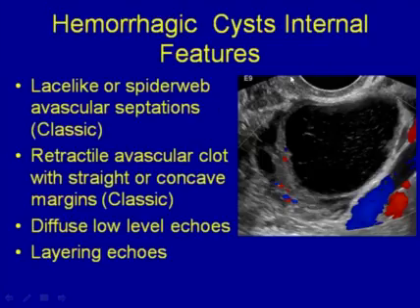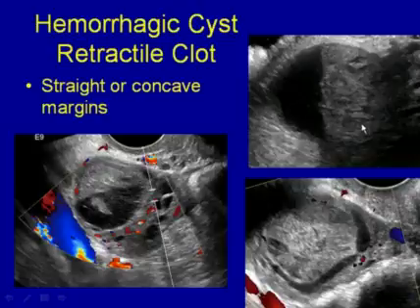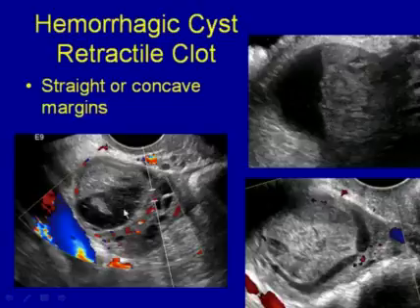So what are some of these internal features? Well, these are the classic ones, a lace-like or spider web septation, where you can see here these tiny, tiny, very, very thin dashes, which sometimes then can go all the way across and can sort of fill in to be a little bit more solid looking. We can also see a retractile or avascular clot, and the clue to this is, again, you have straight margins or sometimes concave margins. Here you can see a little bit of the fishnet alongside of that clot. Here the cyst is mostly filled with the clot, but again, as it retracts, as it pulls back, it has these slightly concave and straight-edged margins.